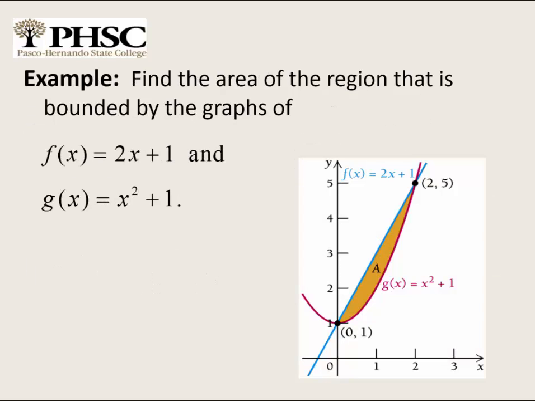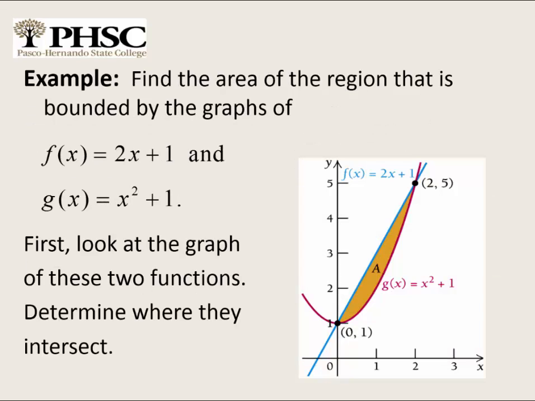So here we have an example. We have two functions. f of x is 2x plus 1 and g of x is x squared plus 1. So the first thing we're going to do is look at the graph of these two functions, and then we're going to determine whether they intersect. There's two ways that we can do this. If you have the capabilities to graph them and actually calculate the point of intersection, then that might be easier or faster to do. So here, looking at this graph, we can see that f of x and g of x intersect when x equals 1 and when x equals 2. So those are the 2 points of intersection.